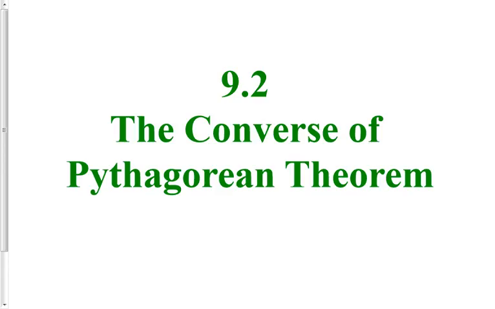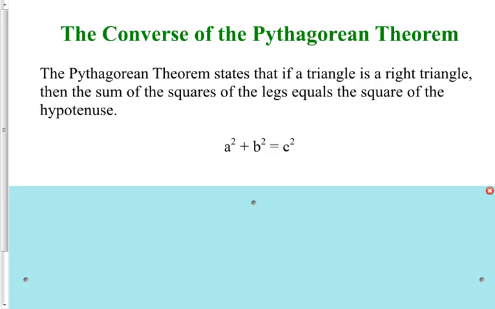Chapter 9.2, The Converse of the Pythagorean Theorem. The Pythagorean theorem states that if a triangle is a right triangle, then the sum of the squares of the legs equals the square of the hypotenuse. A squared plus b squared equals c squared.